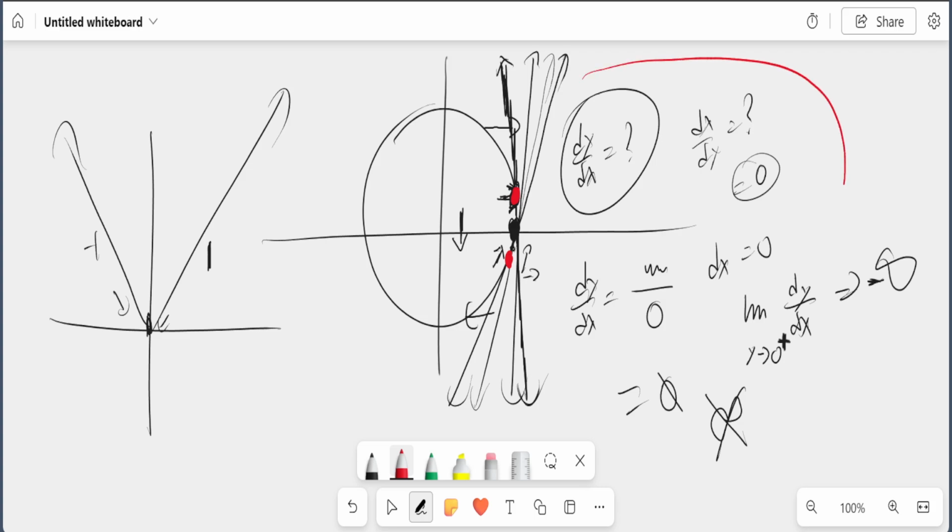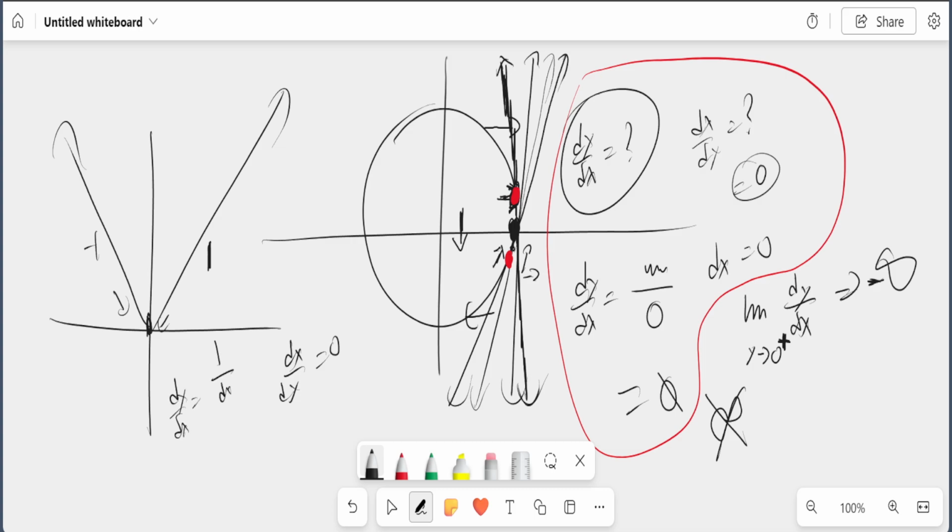Another way of showing that was over here, where I said, okay, if dx dy is equal to 0, can we agree that dy dx is equal to 1 over dx dy? So that's 1 over 0, which is undefined. That's another way of thinking about it. This is a more conceptual way. Does the conceptual way make sense? I can try explaining it a little bit better.